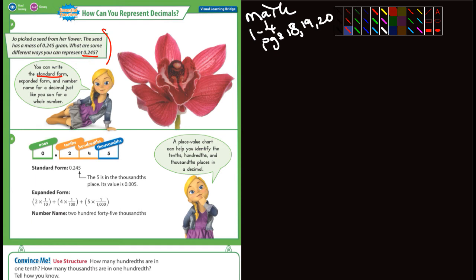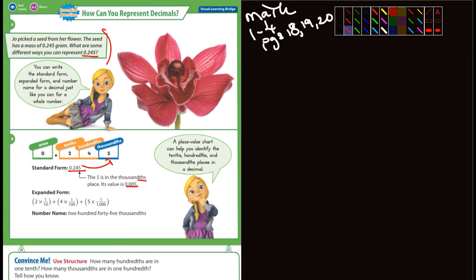Okay, so let's look at this example here. Here is 0.245. That's standard form. Even says it right there, and it points out that the 5 is in the thousandths. Notice that THS ending in the thousandths place, and its value is 0.005. If you weren't going to worry about any of the other digits, the 5 by itself would be worth 0.005.